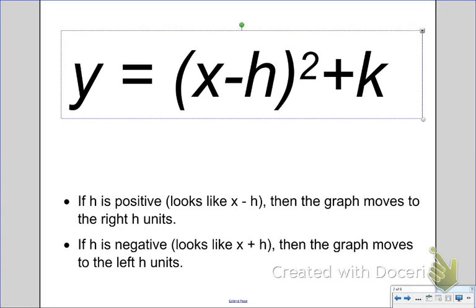Good, it looks like most of you guys are almost done copying it down, so take about 30 more seconds if you're not done.